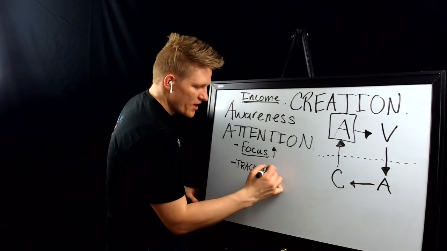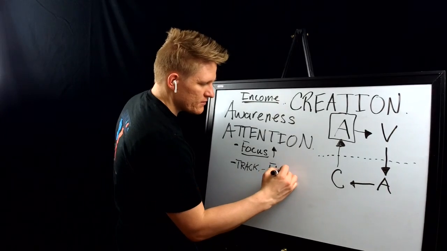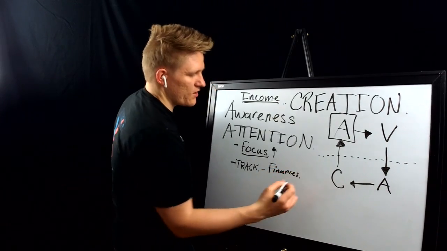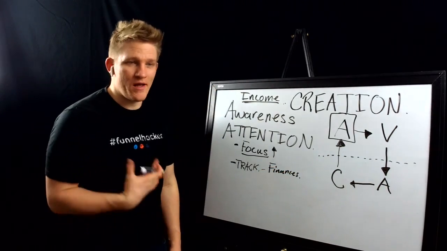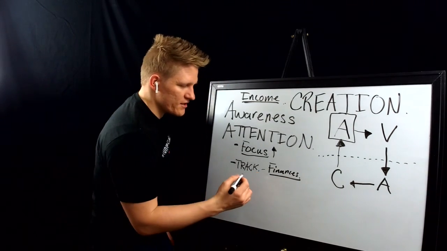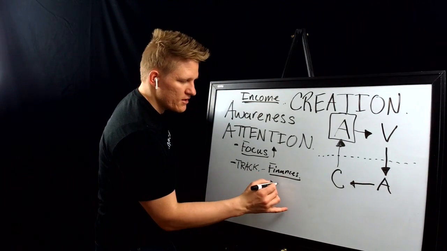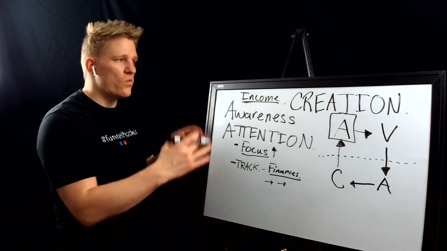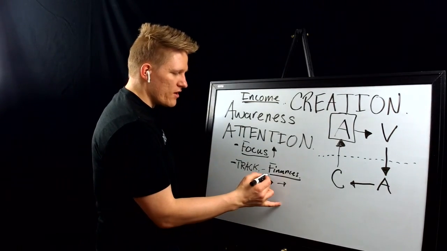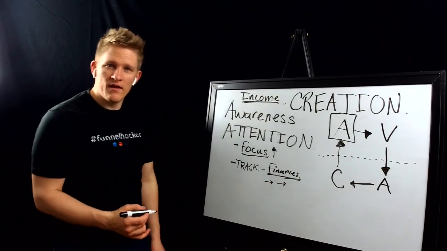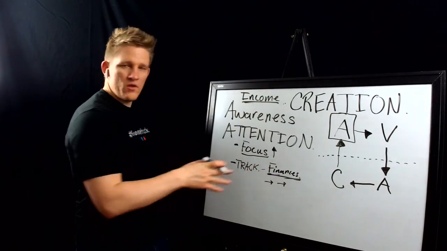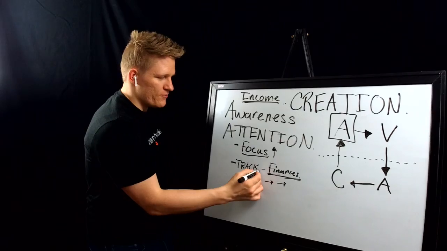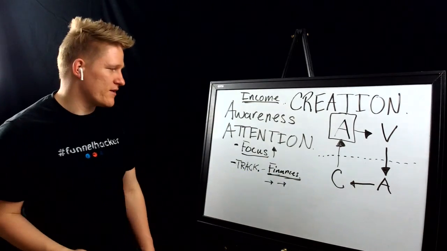You want to start tracking your finances. This could also apply to weight. You want to start tracking your body composition. Start tracking your finances: what's coming in, what's going out, how much, how little, where is that money going, what is that money doing. Start tracking all of your finances and you'll be really aware of what's going on.